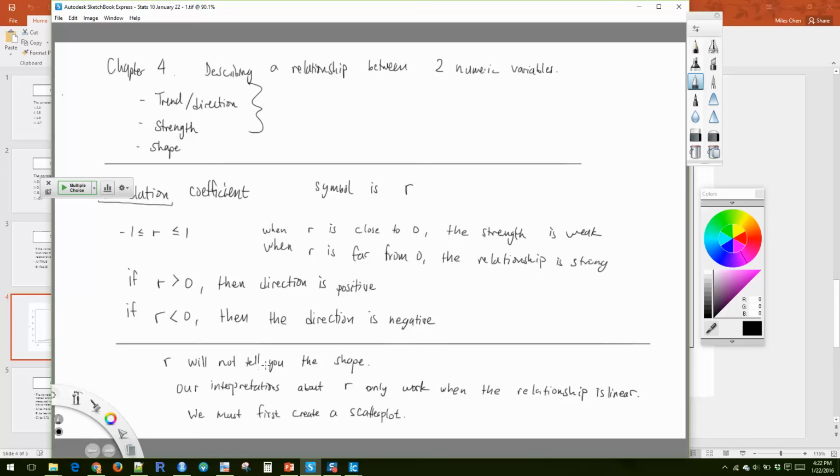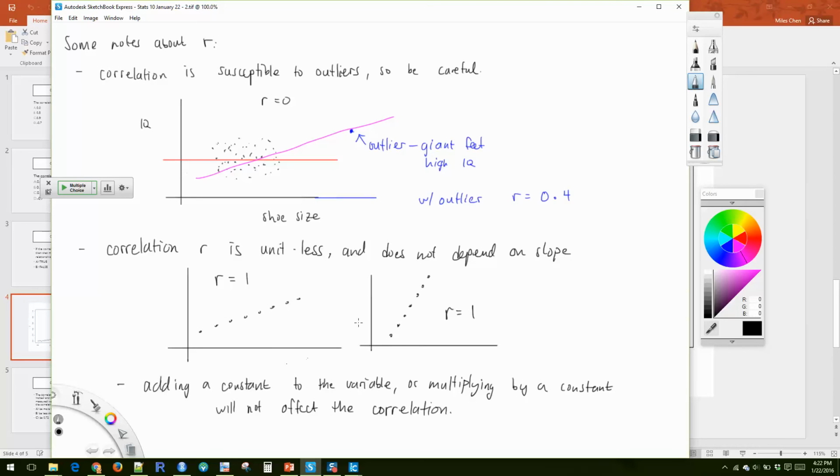Yeah, R will not tell you the shape, okay? Our interpretations of R only work when the relationship is linear. R will not tell you the shape. So that's that, okay?